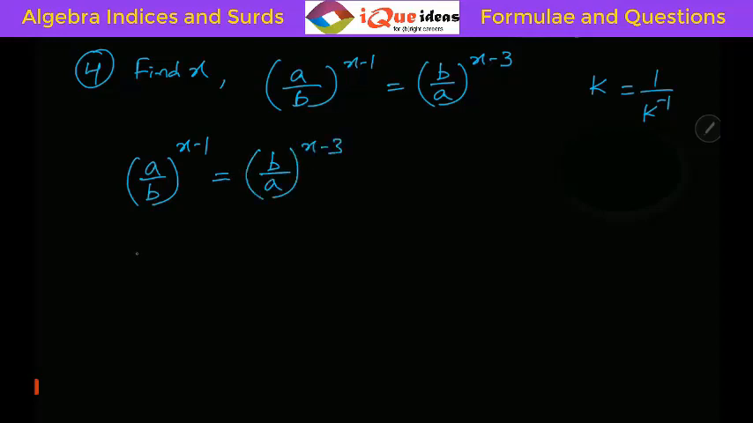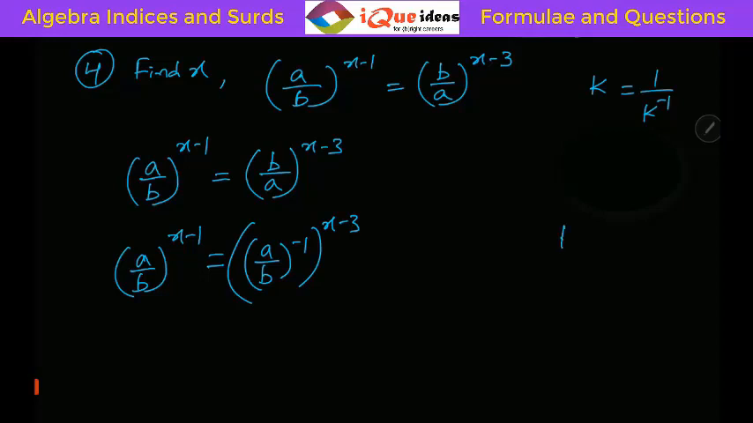This can be written as, let's say a by b to the power x minus 1, we keep the left hand side the same. But on the right hand side, we say it is a by b raised to the power minus 1, whole to the power x minus 3. So what we are saying is b by a is eventually equal to a by b raised to the power minus 1. We can directly say that. Why? Because a by b raised to the power minus 1 is equal to 1 by a by b.